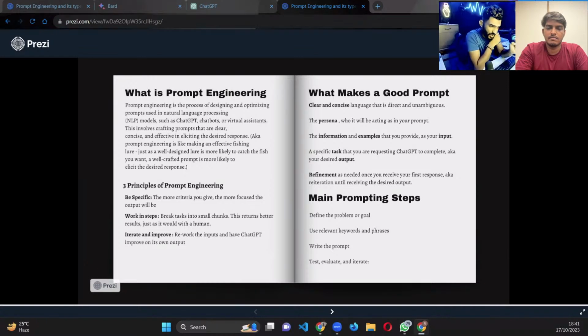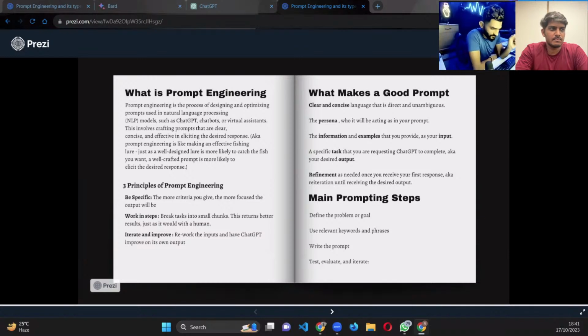But make sure the prompt that you are trying to write is in one single language, right? One single language. It should not be the case that for the first few words it is in English, then it comes to Hindi, then it comes to Punjabi. No, that is not a good way of writing a prompt, right?